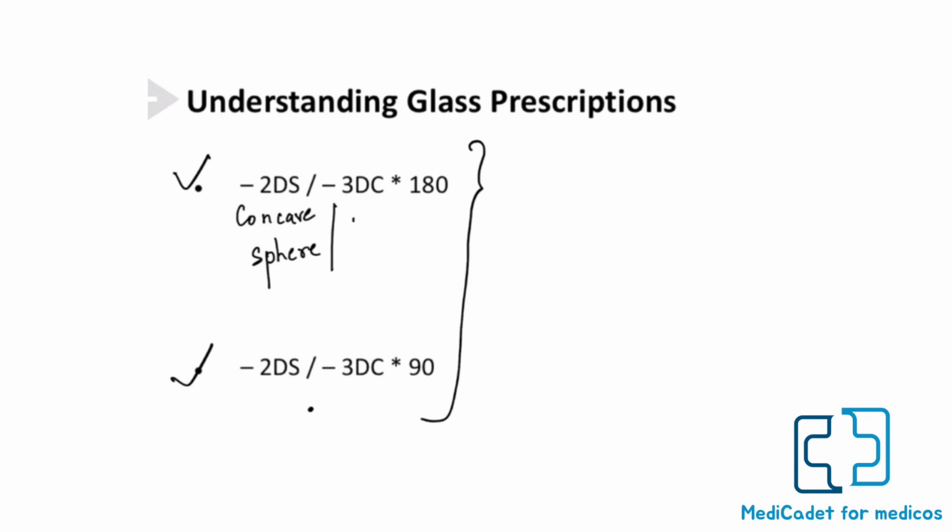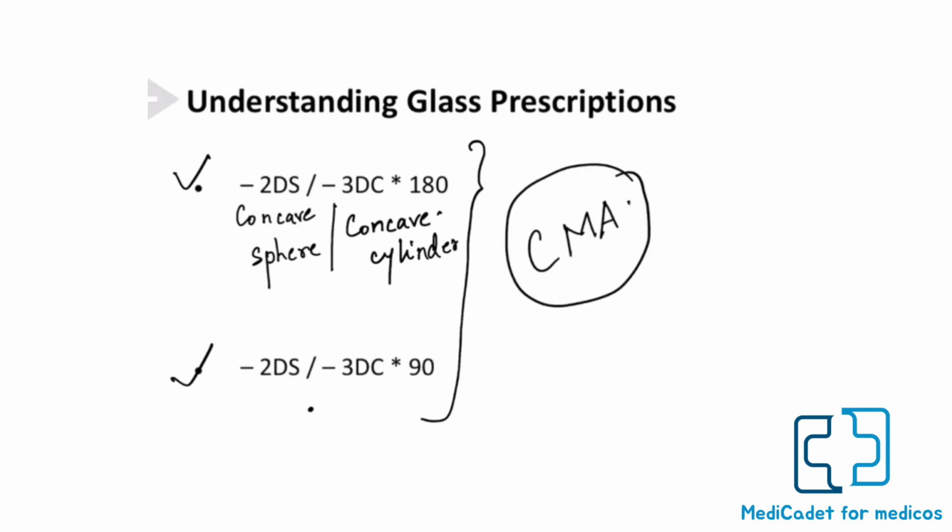And what is the rest of it? The rest of it is a concave cylinder. So this prescription has both a minus sphere, that is a concave sphere, and a concave cylinder. So if it has both, then what is it? It is CMA, compound myopic astigmatism. Right? Now let's look at this.